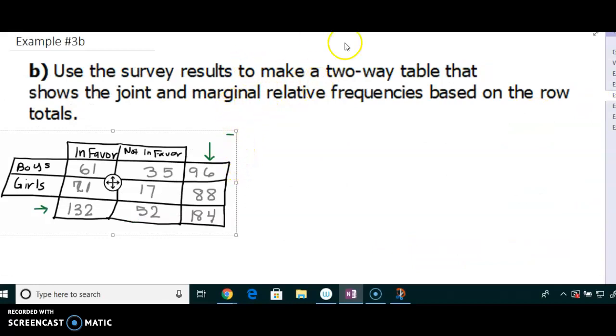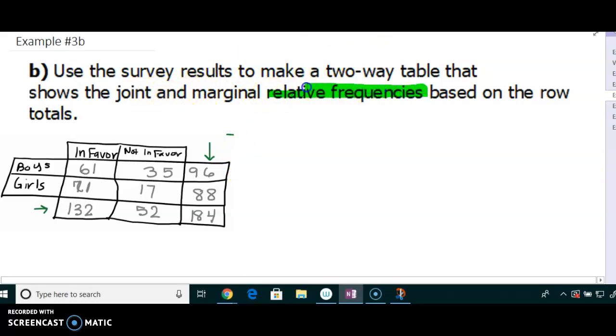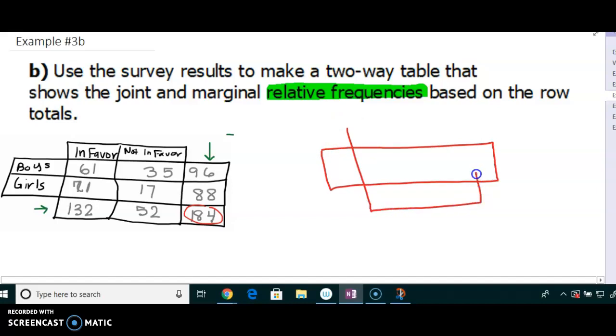So now we're going to show a two-way table that shows the joint and marginal relative frequency based on the row total. So the joint ones would be in here, marginal ones would be out here, okay? So I'm going to use these numbers, but I'm going to present it as relative frequencies, okay? So relative frequencies, this is out of the entire number, okay? So I'm just going to redraw this, and you guys will have to do this on, I believe, both your quiz and your test, okay? So do know how to do them.